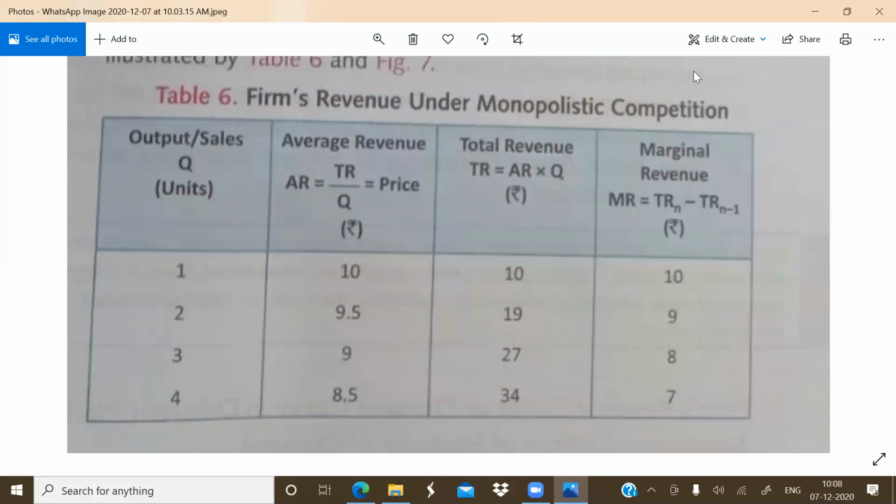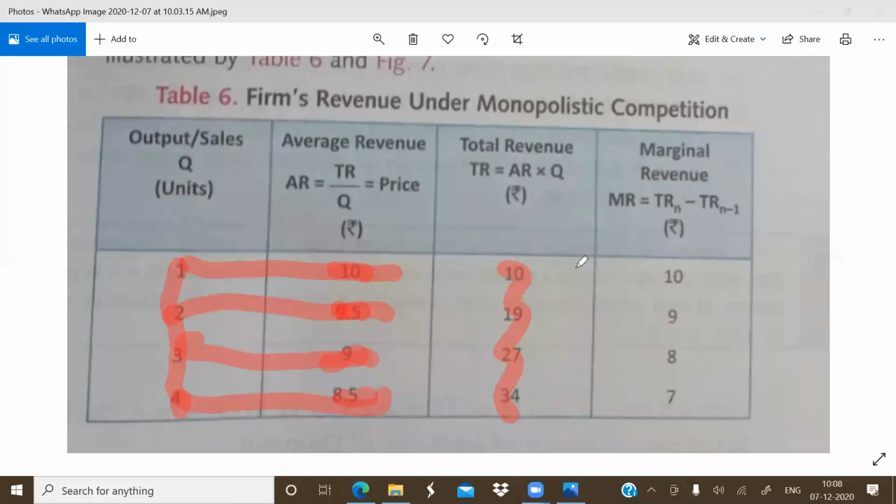Here also, simply, if a firm wants to increase its sales, how can it do that? Only by reducing the prices. So total revenue is 10 into 1, 9.5 into 2, 9 into 3 and 8.5 into 4. And what will be the MR? MR will also be similar, reducing. So here simply we can say, in the case of monopolistic competition also, if a firm wants to increase its sales, it can do it only by reducing the prices of its product.